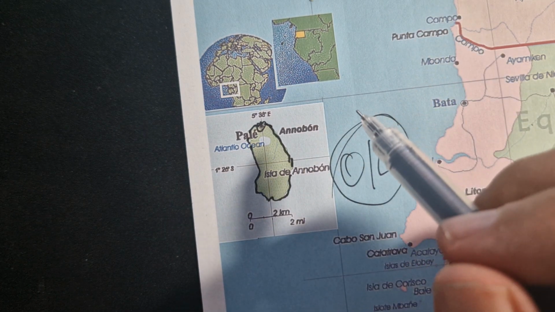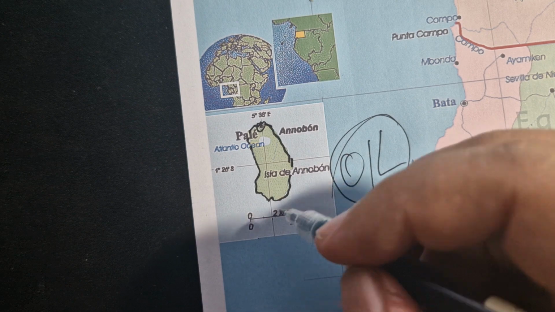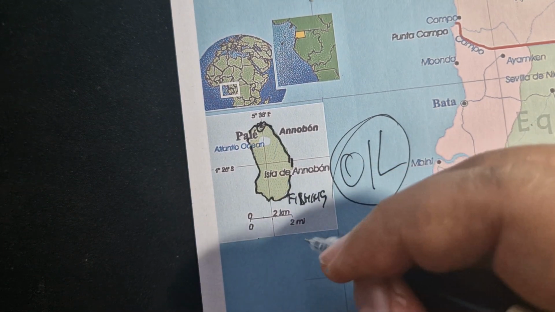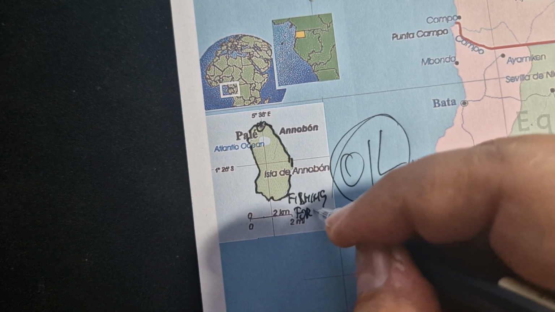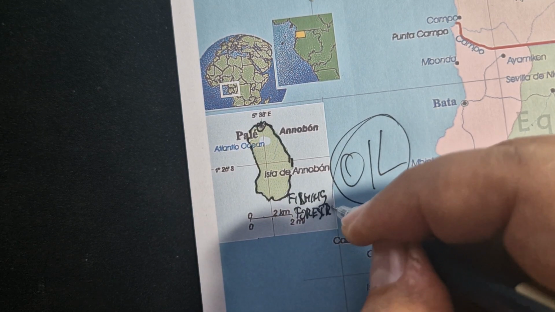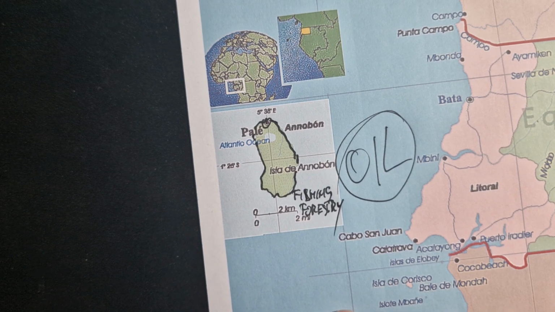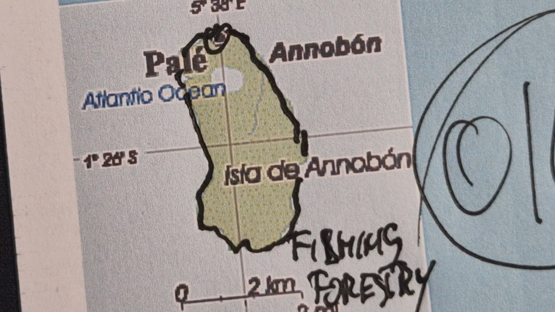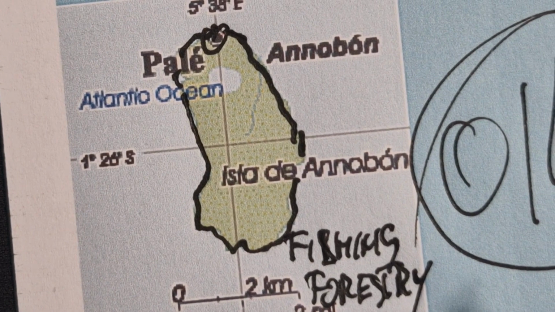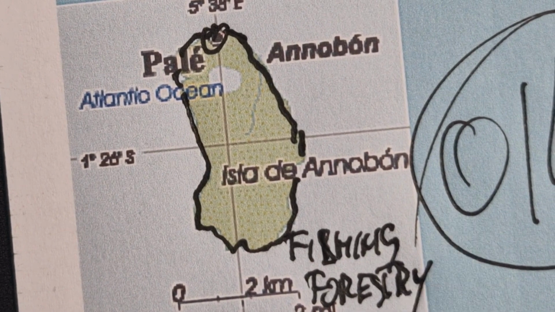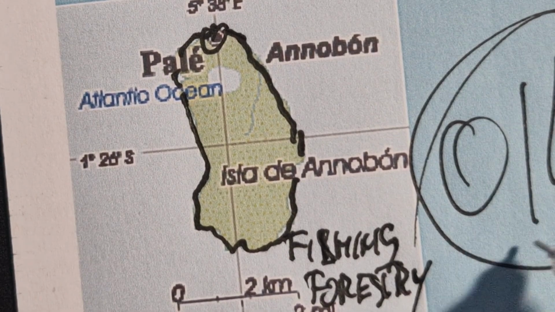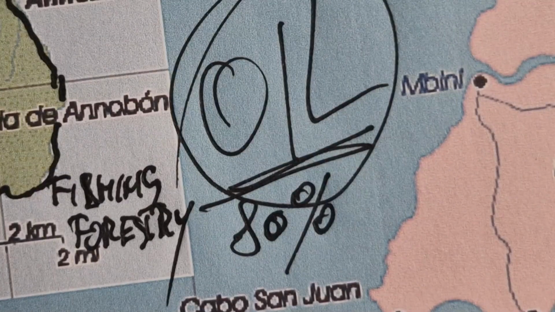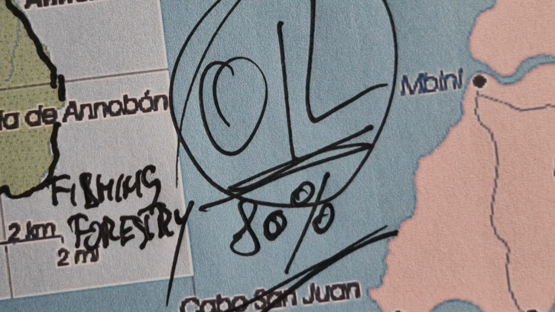The island's main industries are fishing and forestry. Oil in the Gulf of Guinea represents more than 80% of the economy. So oil here is 80% of its economy. Good.